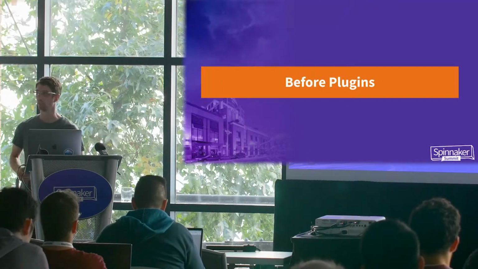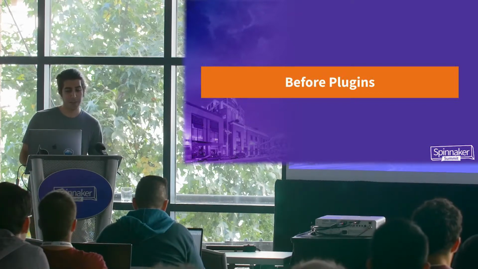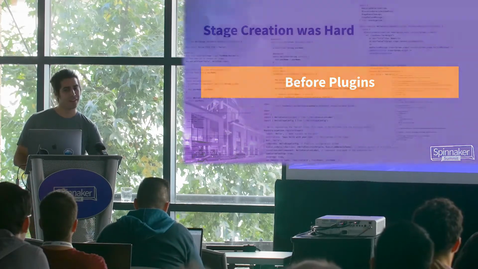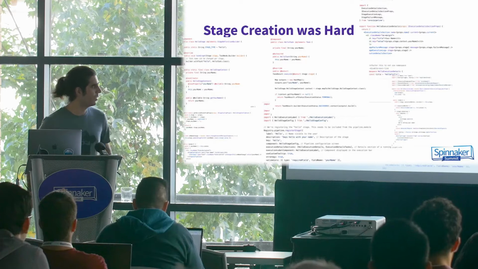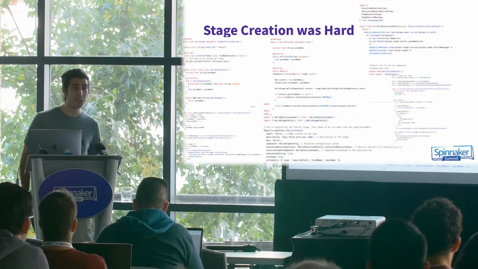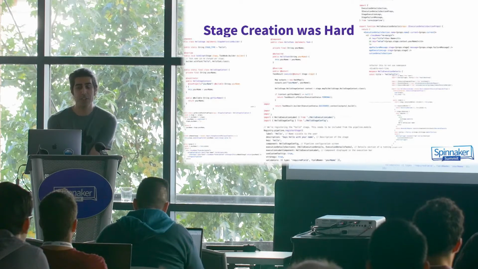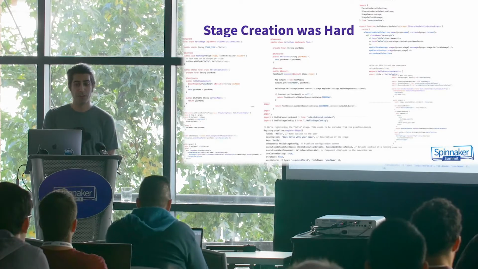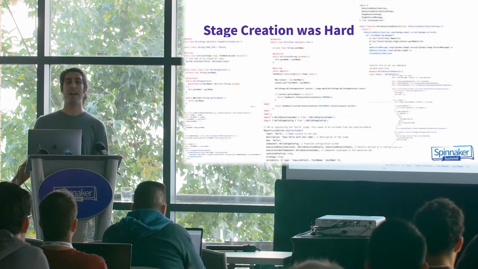All right. Cool. So before plugins were added to Spinnaker, stage creation was kind of hard. What does this look like? This is a lot of code in order to create a stage. And it spans multiple services as well. So if you want to add a stage, you need to watch out for gotchas. You need to go into Orca. You need to create a stage definition builder, a stage context. You need to add tasks.